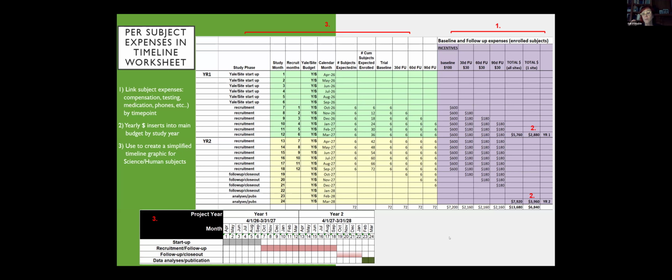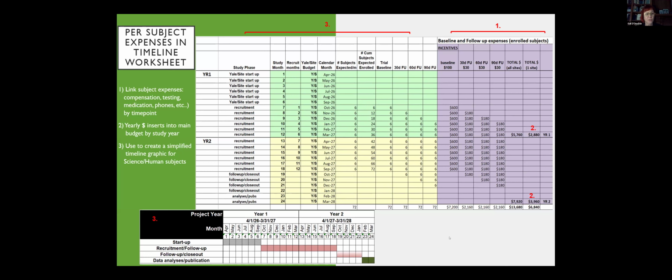And it will tell you how much money I need at each particular time so that you can insert that yearly amount into that main document that the government wants. So it kind of links all these expenses. And you do this for everything. If you have phones that you're going to give out, medications, how much the medicines will cost, everything. And you populate it all out so that you'll know in the end how much you want.